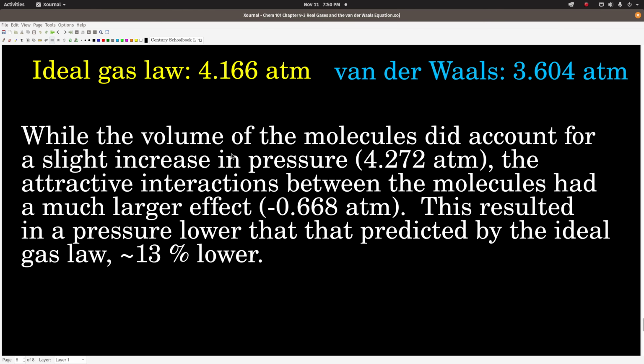So we saw in the first term on the right-hand side of that equal sign that the volume of the molecules actually did increase the pressure slightly. But the attractive interactions, the second term, the minus A n over V squared term, had a much larger effect. We subtracted 0.668 atmospheres. And that means that the pressure overall was lower than that predicted by the ideal gas law, about 13%, which is definitely significant. Well, there you go, guys. That's all there is to it.